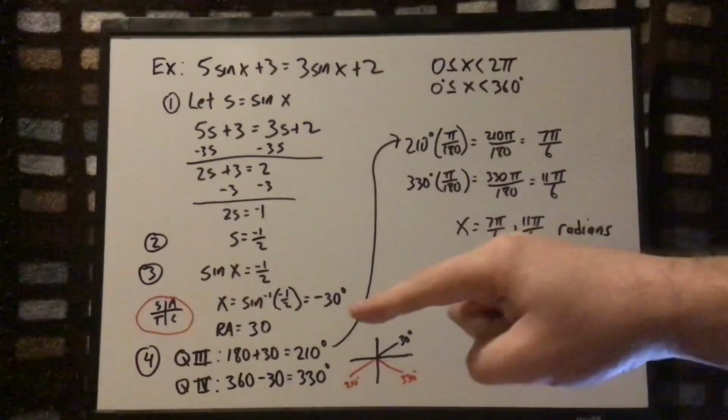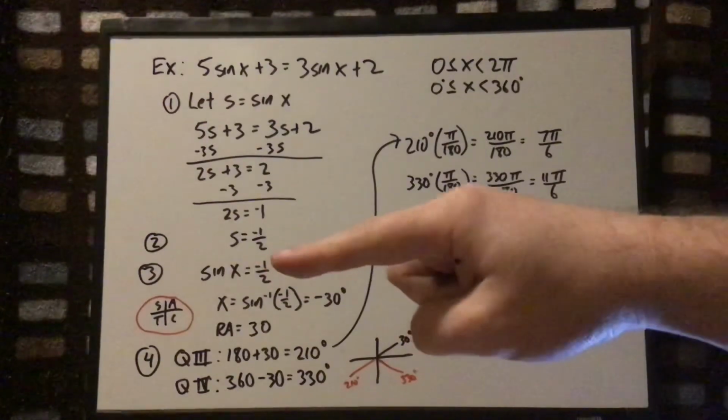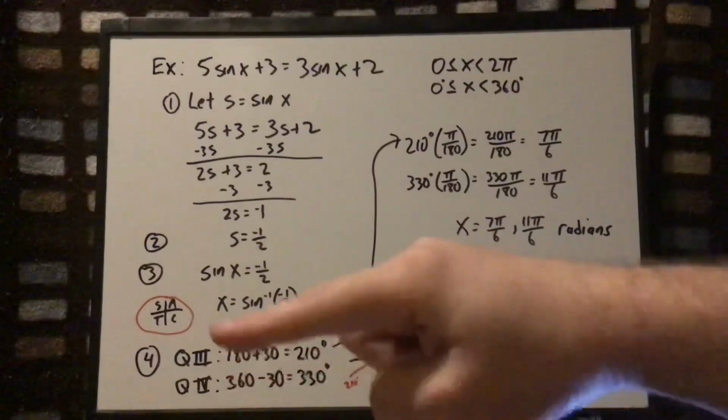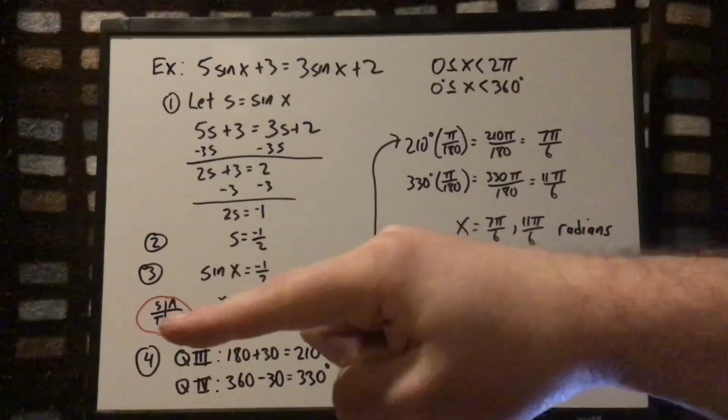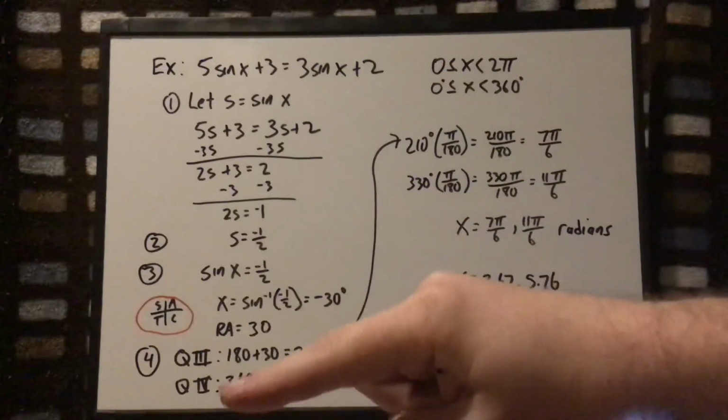Sine is coming out negative. I'm doing sine inverse of something negative. If sine's coming out negative, it means the angle must have been in either quadrant 3 or quadrant 4. And once again, that's according to ASTC. Where's sine negative? Quadrant 3 and quadrant 4. So I need to come up with a quadrant 3 angle and a quadrant 4 angle.